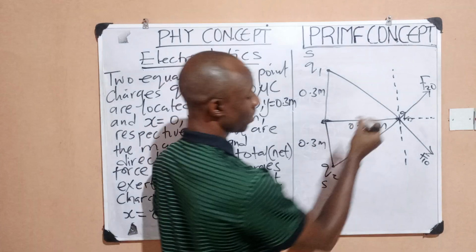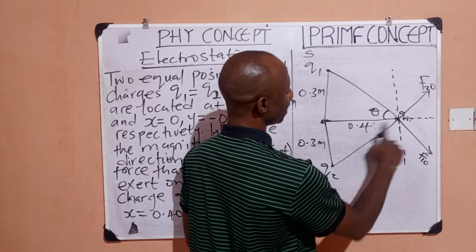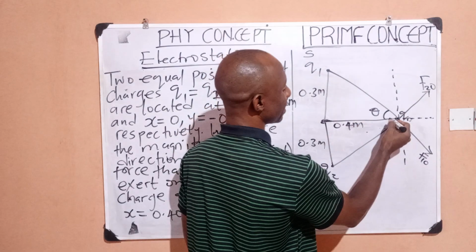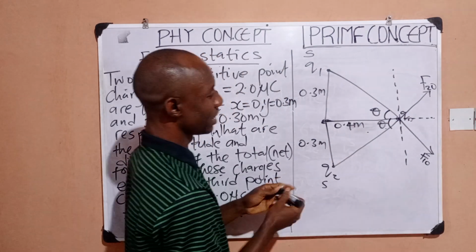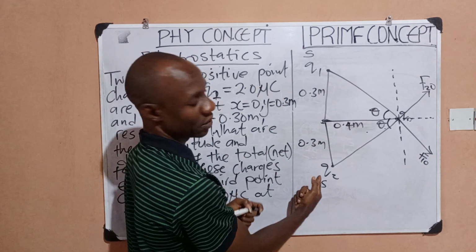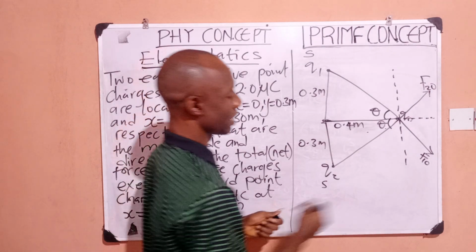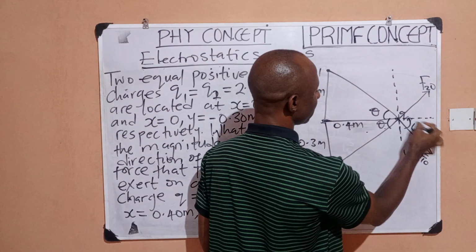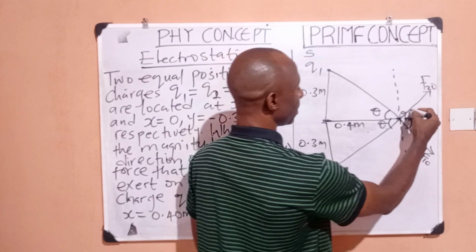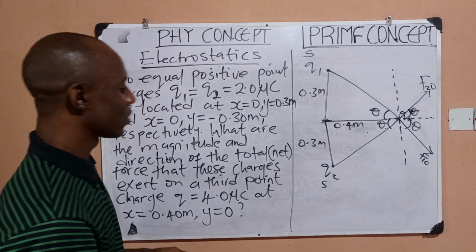So in order to resolve, we're going to find our angle theta. So if this place is theta, this is also going to be theta. The reason is because this length is 0.3, this length is also 0.3, and this is 0.4, so they will have the same value of angle theta. And this place would also be theta. Why? Vertically opposite angles are equal. This place would also be theta. Same reason, vertically opposite angles are equal.